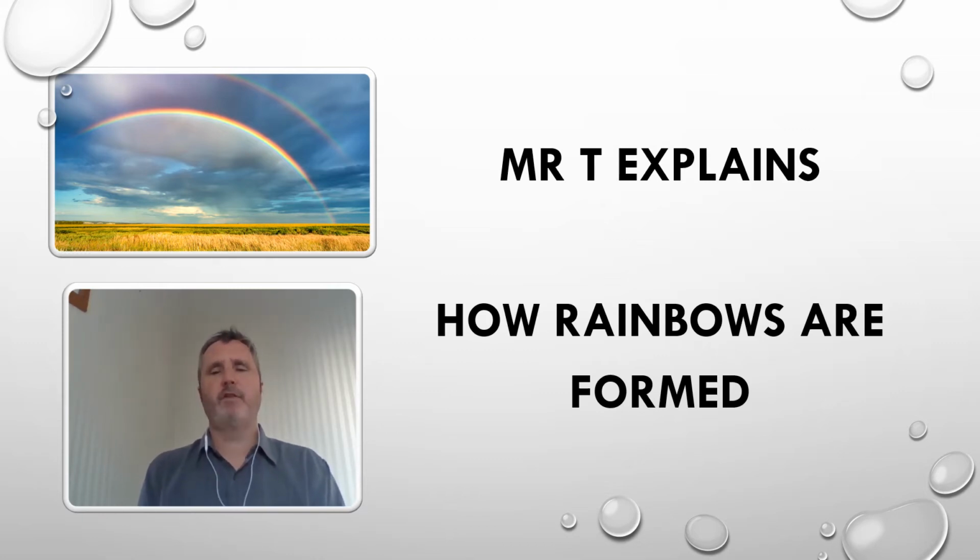Have you looked up in the sky and seen a rainbow? Have you ever wondered how that rainbow comes about? Well, in this video, I'm going to go quickly over how rainbows are produced from a phenomenon called dispersion.